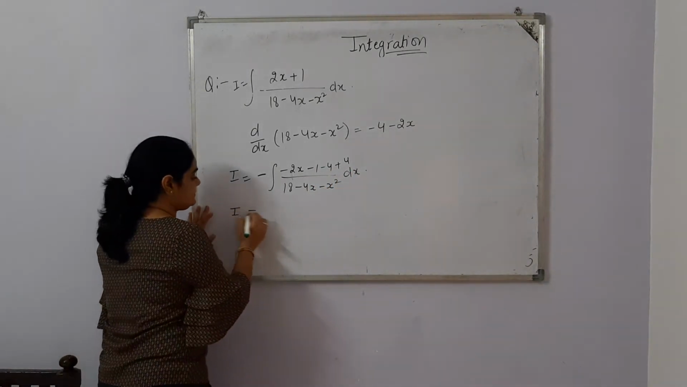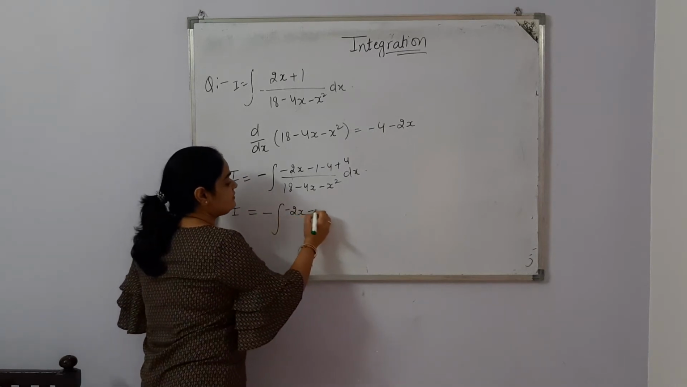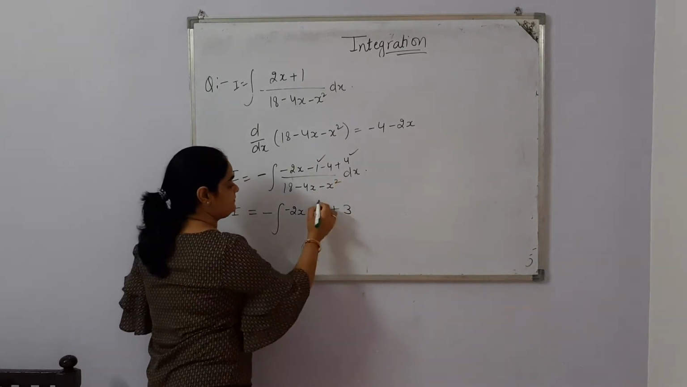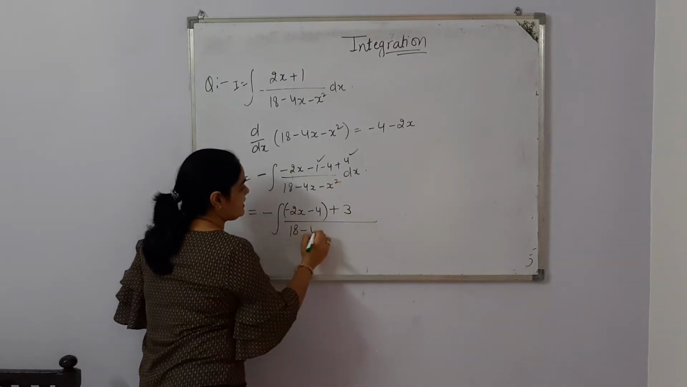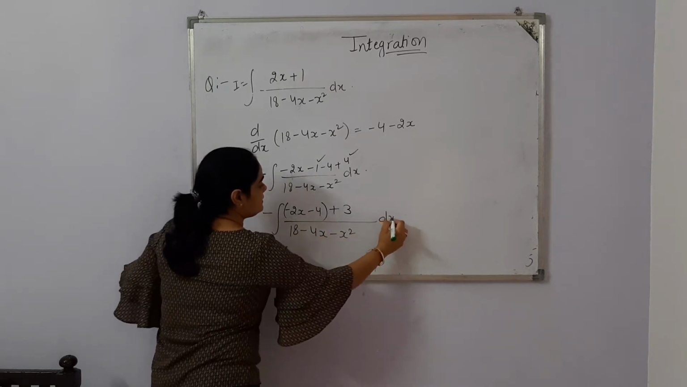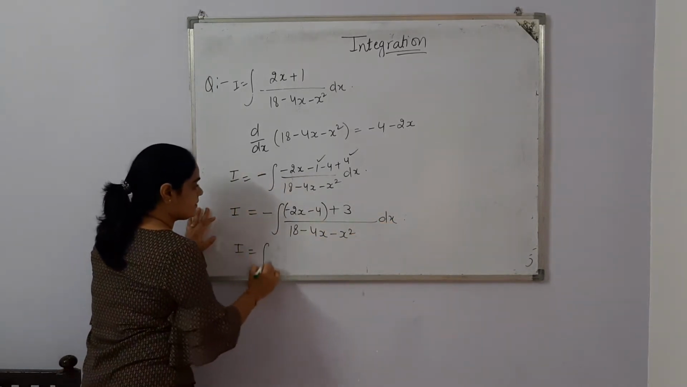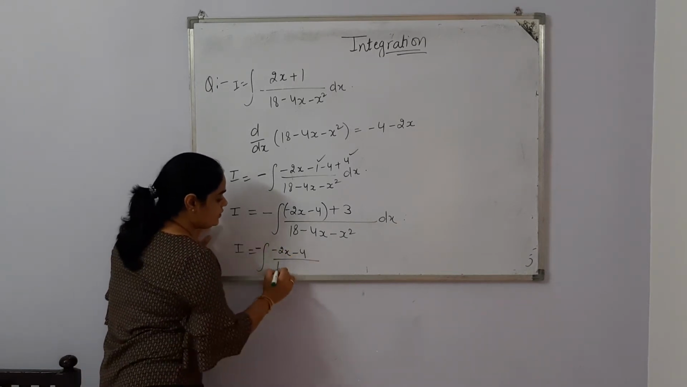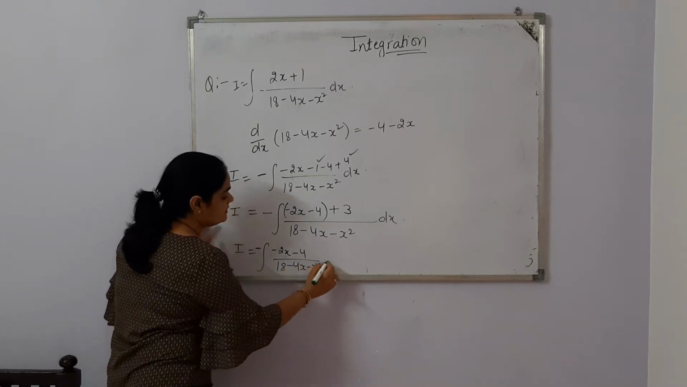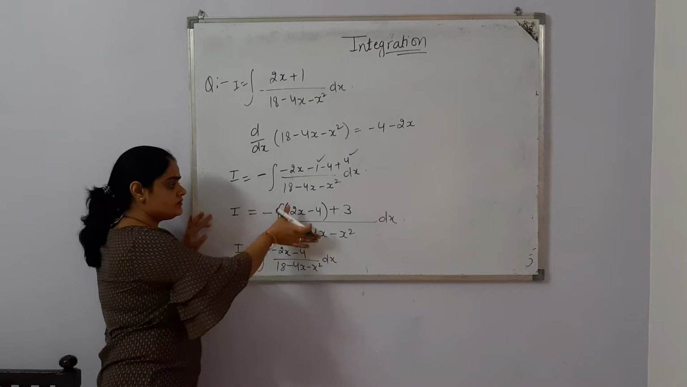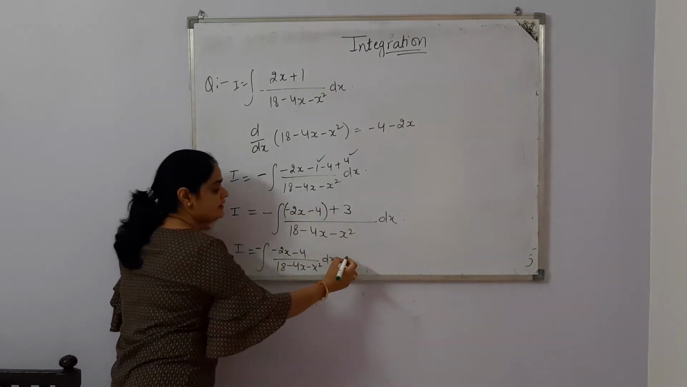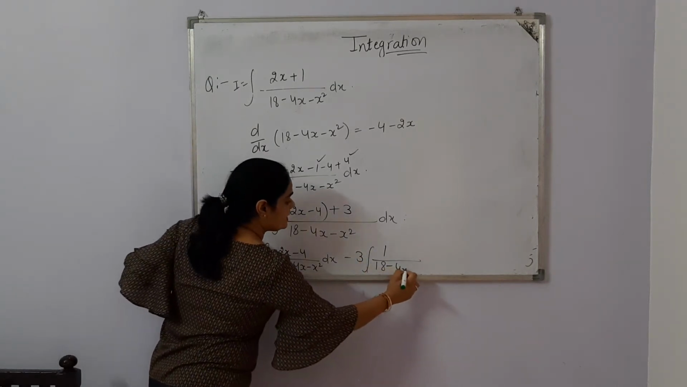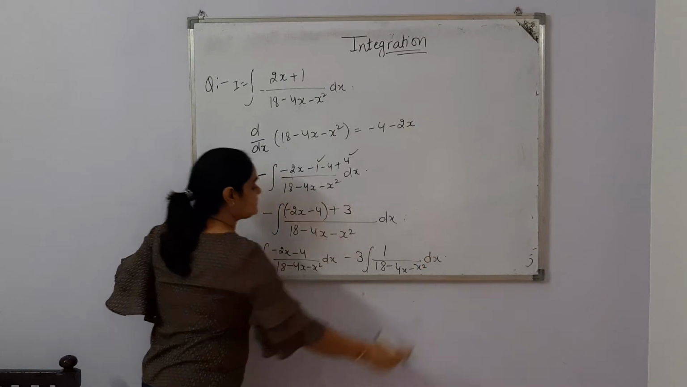Now it is minus 2x minus 4 and minus 1 plus 4. That extra part becomes plus 3, over 18 minus 4x minus x square dx. Now negative sign outside, minus 2x minus 4 whole upon 18 minus 4x minus x square dx. We are segregating it. Now this function, and plus 3 is outside because it is constant, times 1 upon 18 minus 4x minus x square dx.